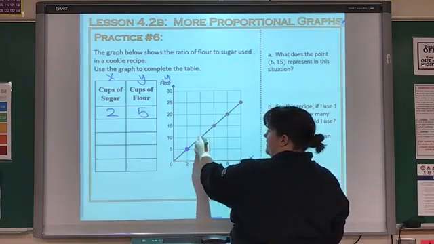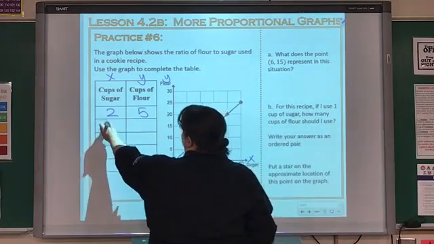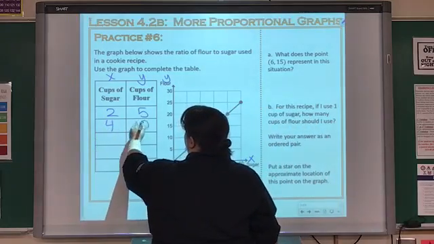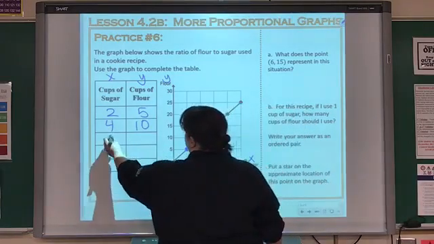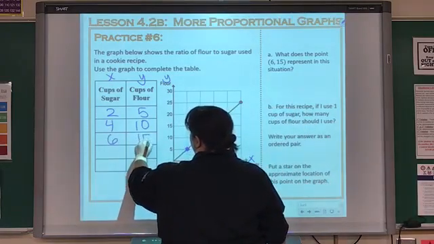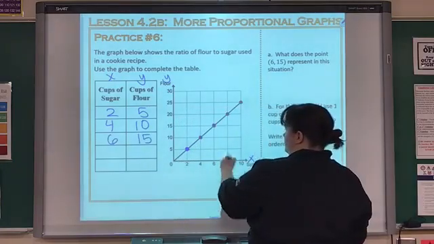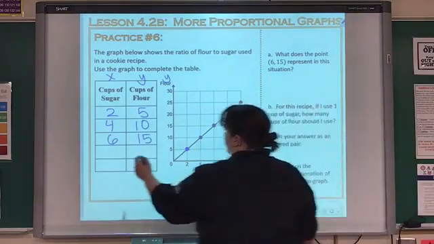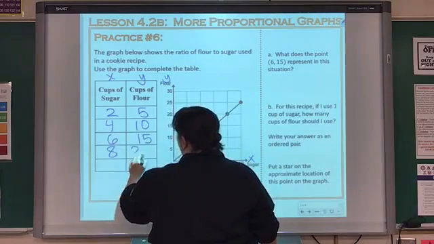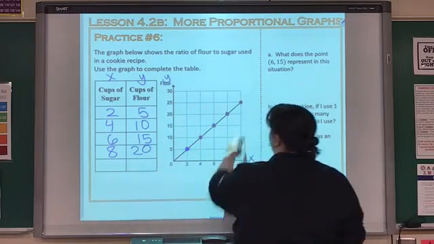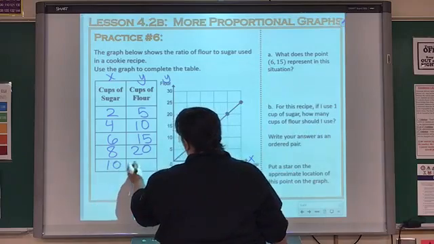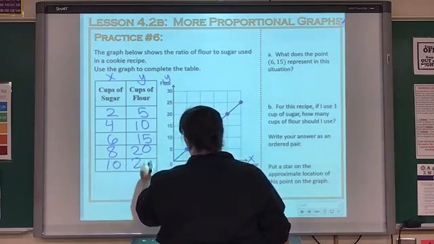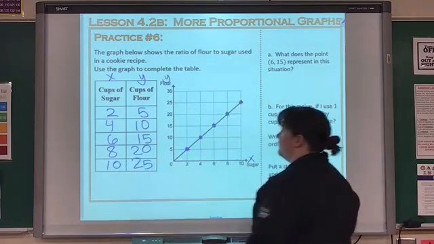The next point is right here. We have 4 cups of sugar to 10 cups of flour. The next point is 6 cups of sugar to 15 cups of flour, 8 cups of sugar to 20 cups of flour, and this final point is 10 cups of sugar to 25 cups of flour.